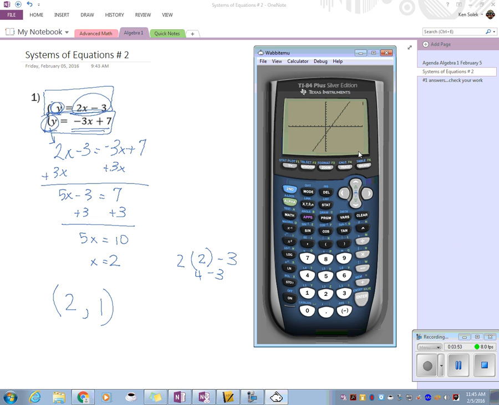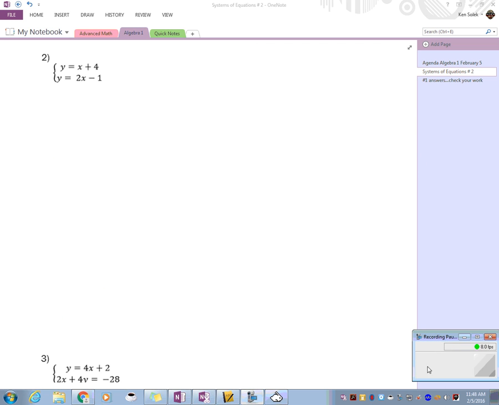So you can see that these two equations do intersect at 2, 1. Now, I'm not going to show the check for each problem, but you're better off if you use your calculator to check each of these problems. 2, 1 is the solution. Okay, let's take a look at number 2.